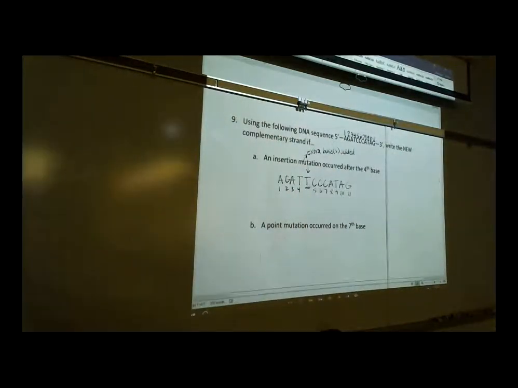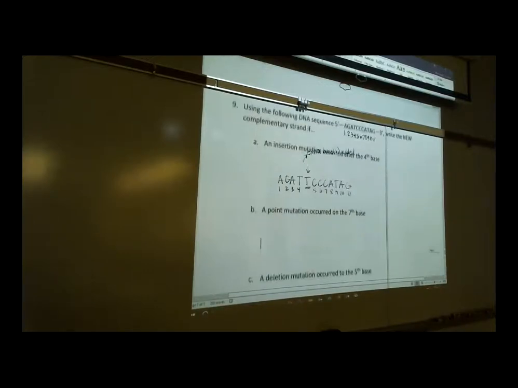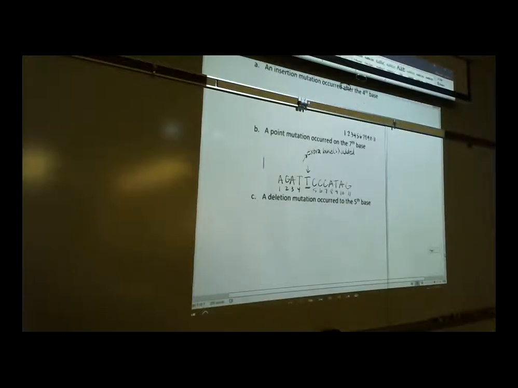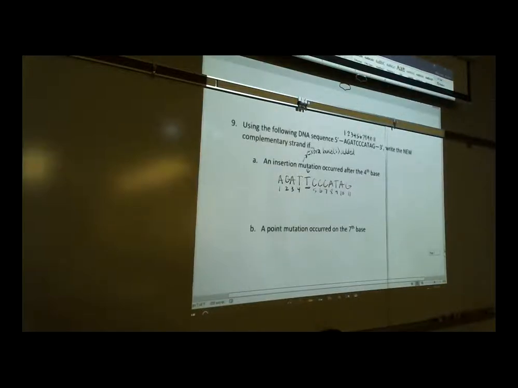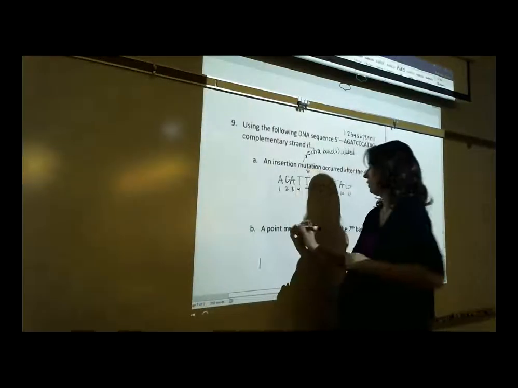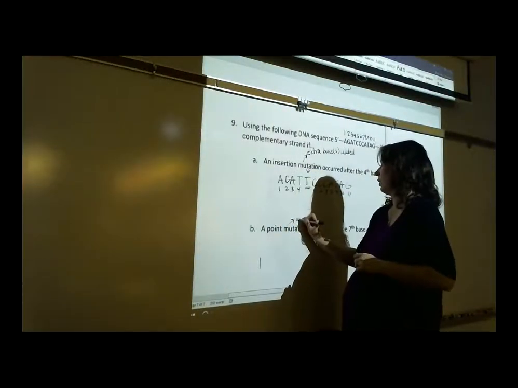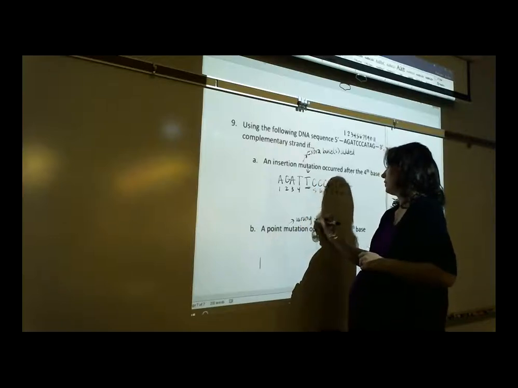All right, a point mutation occurs when you've got a base that is incorrectly substituted. I guess I need to be able to see the parent DNA, huh? Let's just leave it like it was. Point mutation occurs on the 7th base. So a point mutation is where you've got a wrong substitution.